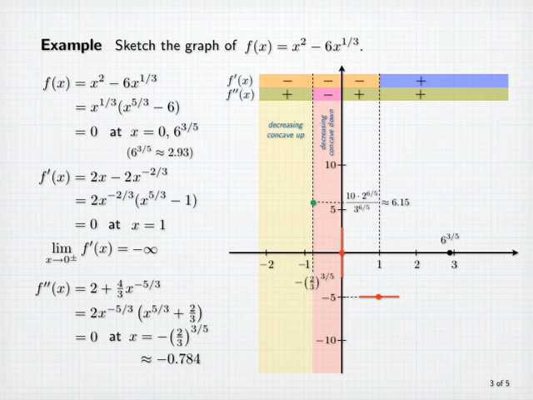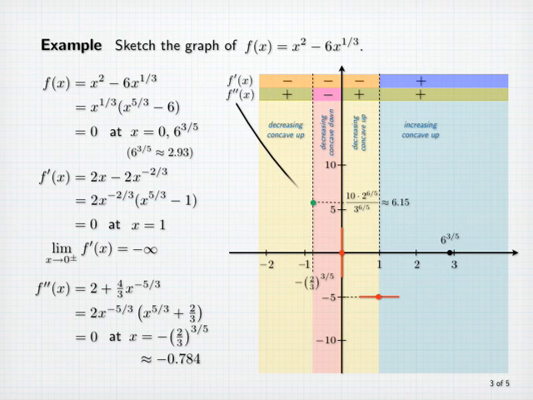Between 0 and 1, f prime of x is still negative, but f double prime of x has changed to positive, and so we know that the function is decreasing and the graph is concave up. If x is greater than 1, both f prime and f double prime are positive, and so the function is increasing and the graph is concave up. So now let's sketch the pieces of the graph.